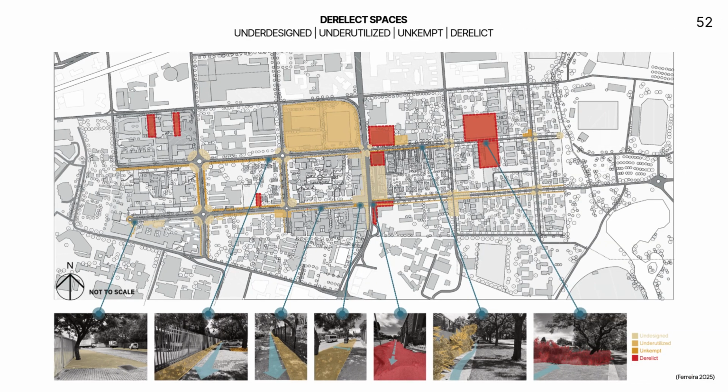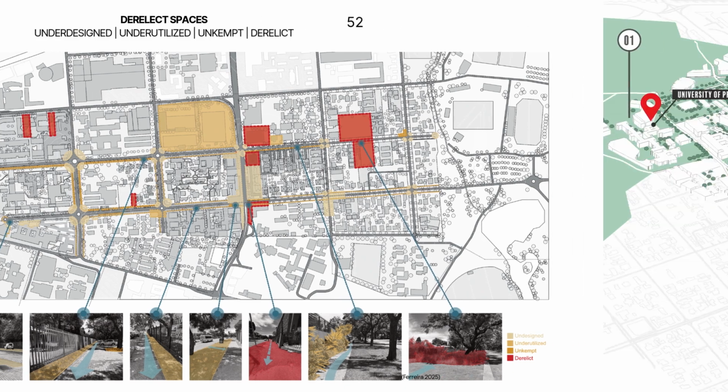This map indicates the undesigned, underutilized, unkept, and derelict spaces on site. These neglected spaces range from big abandoned lots to smaller spaces such as sidewalks. Most of these spaces have been forgotten, ignored, or excluded during design and planning processes. These spaces become undesirable, which can lead to even further neglect.